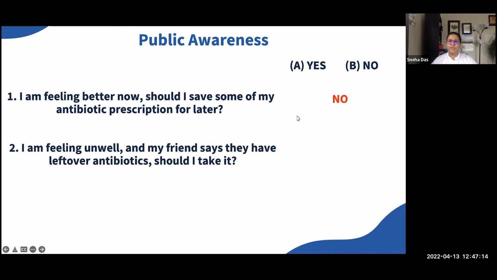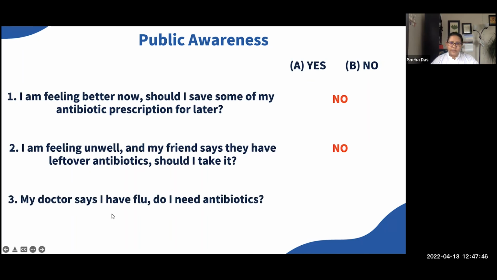What about the second situation? Say you're just starting to get unwell and your friend says that they have some leftover antibiotics, and many of you, all of you, said no, and that's the right thing to do. Never take antibiotics from someone who's not a healthcare professional, and do not self-diagnose. And your doctor says it's flu, and you see some green snot, and you feel terrible. Do you trust them or do you take antibiotics?